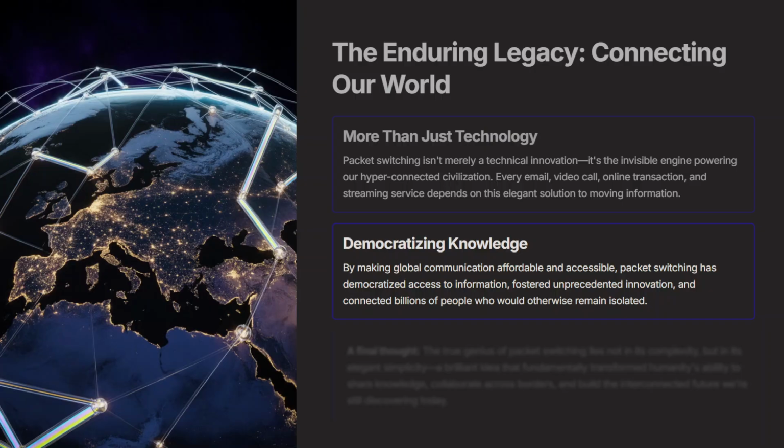And the real genius, I think, isn't in some overwhelming complexity. It's the elegance of the simple idea. Break it down, send it out, trust the network, put it back together. It's order emerging from managed chaos. A brilliant solution that truly changed how humanity shares knowledge. It really makes you think about what other simple, elegant ideas might be running things behind the scenes.